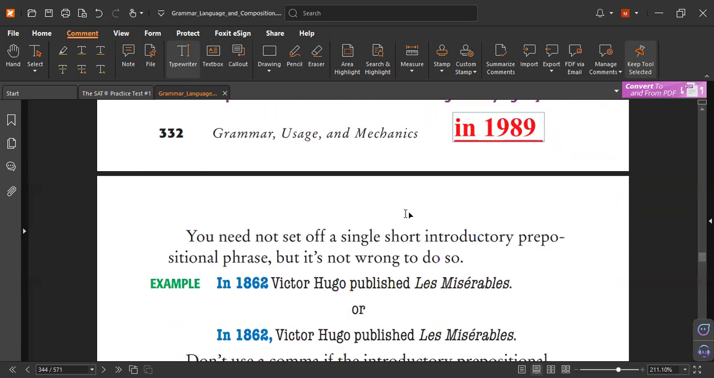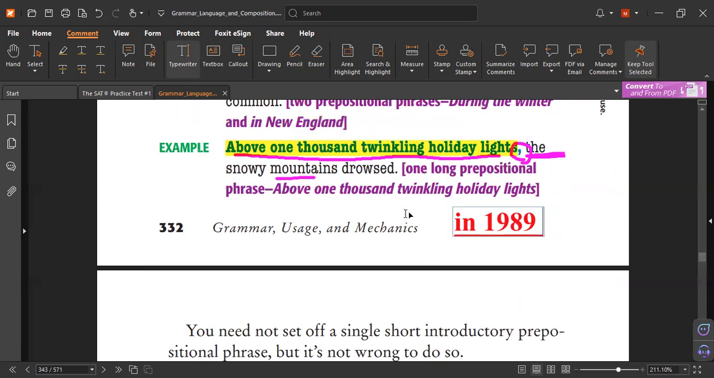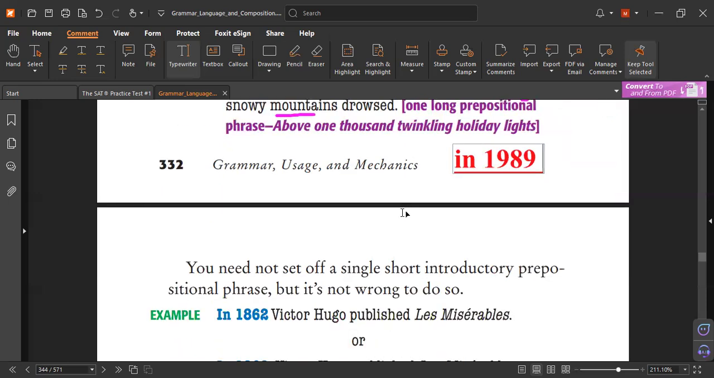Okay. What if it comes in the middle of the sentence, I mean, in 1989? If it comes in the middle, you need two commas. It's non-essential. Without commas, it's essential.